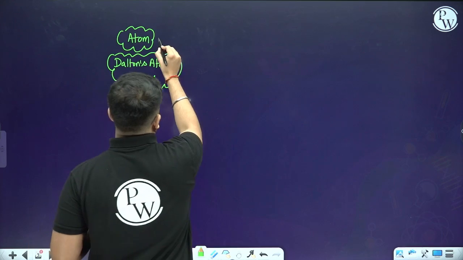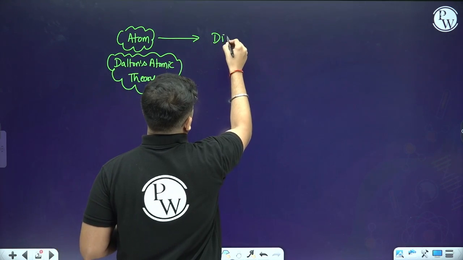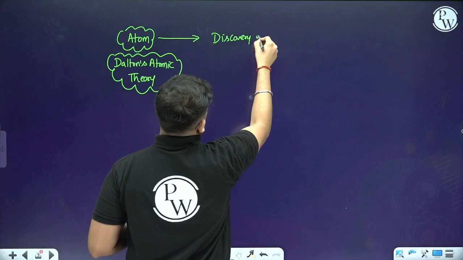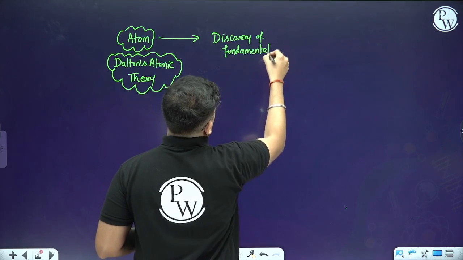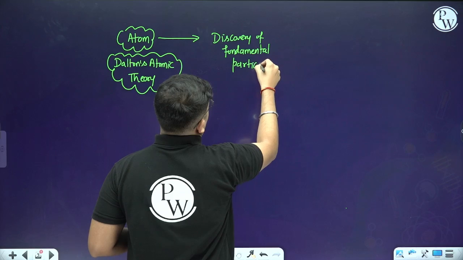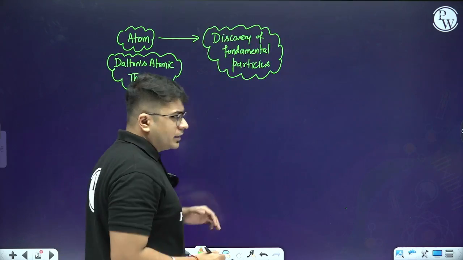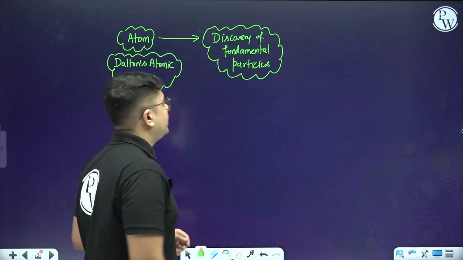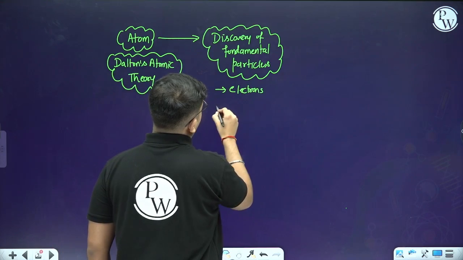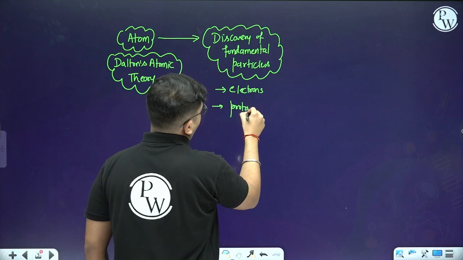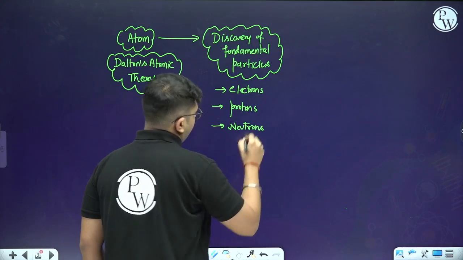Now, after this particular part, you can move to the next portion, which is discovery of fundamental particles. Now, in this particular case, if I talk about the discovery of fundamental particles, although there are different types of subatomic particles, mainly we are concerned about the electrons, protons, as well as neutrons. I hope this part is clear.